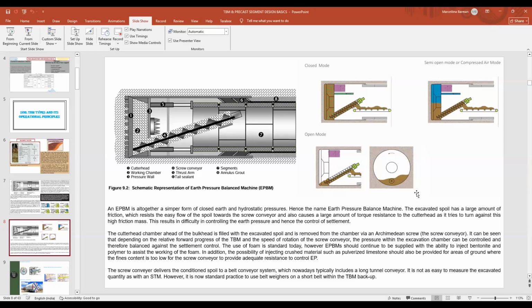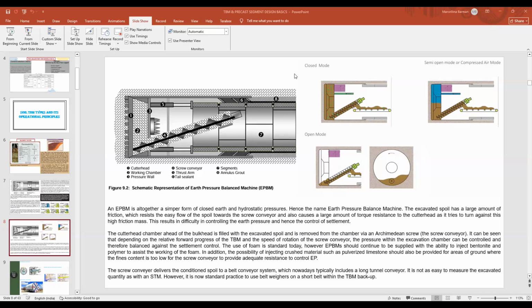Is it clear? Yes, sir. Because as I told you earlier, how you work the EPB machine, whether it needs to work in open mode, semi-open mode or closed mode, is not decided by the designer. It is basically decided by the operation, by the TBM operator or the contractor, whoever is working.